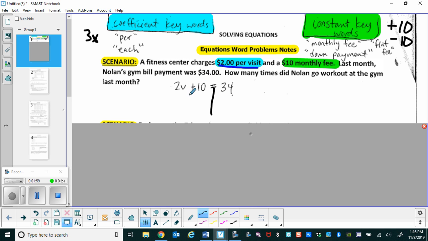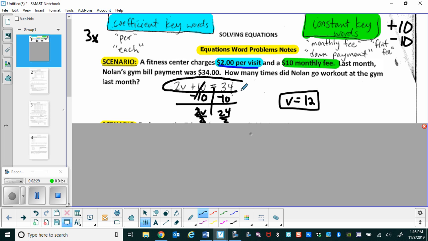So if we drop the line and solve it, we know that he had to spend $10 just for the monthly fee. So that means it was $2 per visit, and that was $24 towards his total bill. So now we're going to divide both sides by the 2. That cancels out, and 24 divided by 2 would be 12. So we can see that he visited the gym 12 times or took 12 classes, okay? So again, the goal of this video is to read these scenarios and write the equation. And hopefully, once the equation is written, you'll already know what to do to solve, okay?